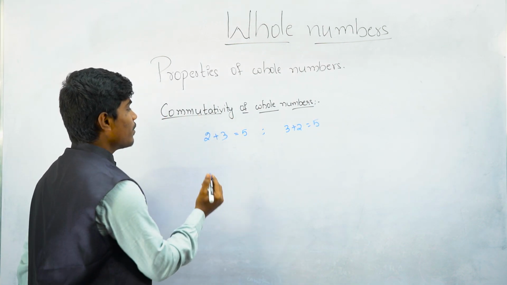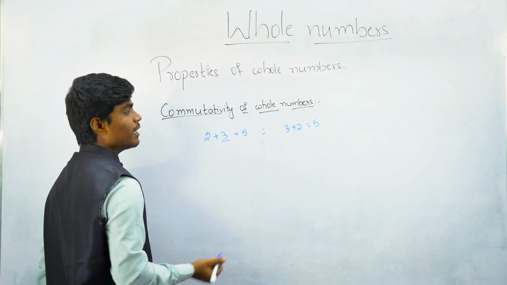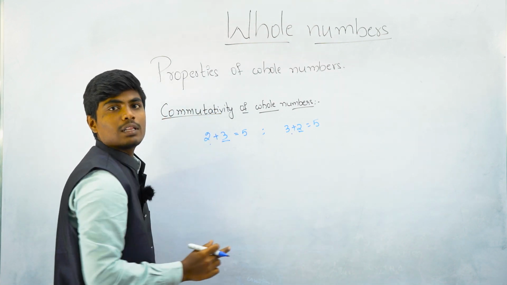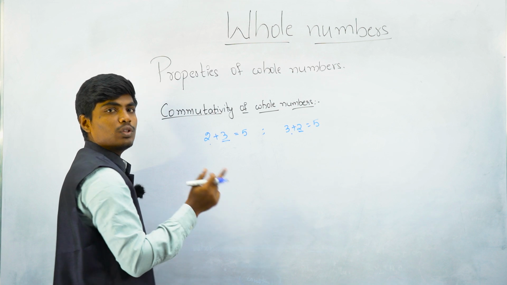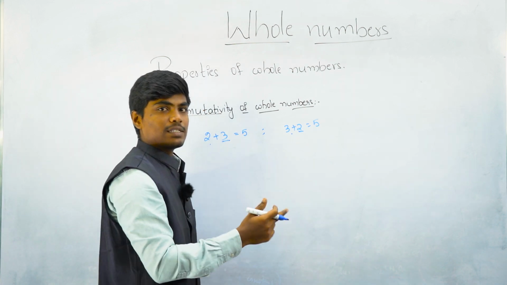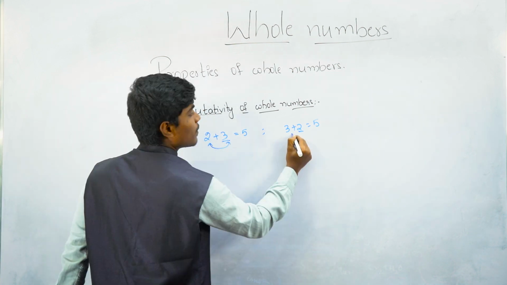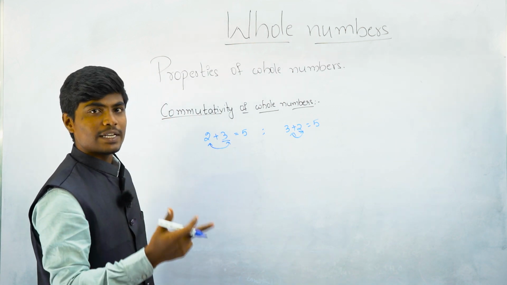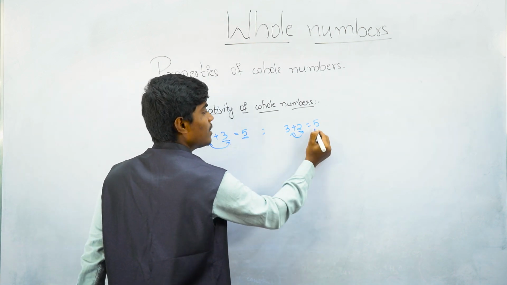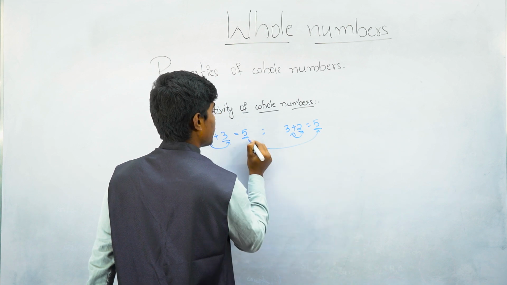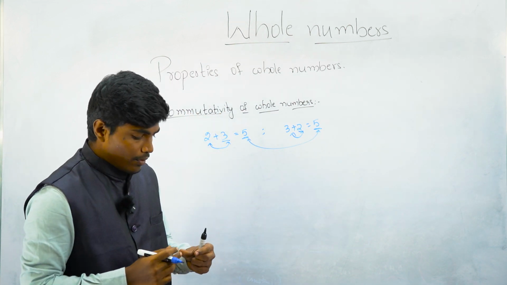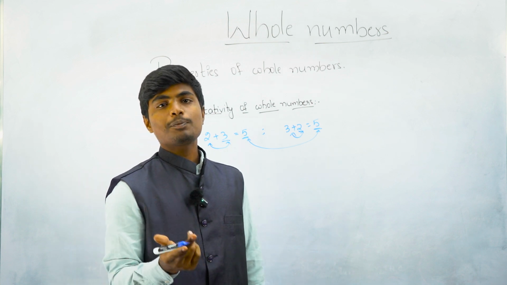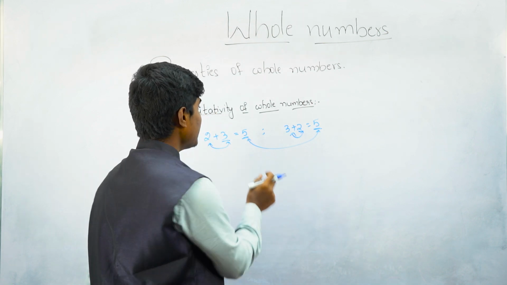Here we added 3 to 2, and there we added 2 to 3. The order is changed. The number which we add to the other number is changed, but the two numbers are the same. So the answer we get is the same. If we add two numbers irrespective of the order, we will get the same answer.